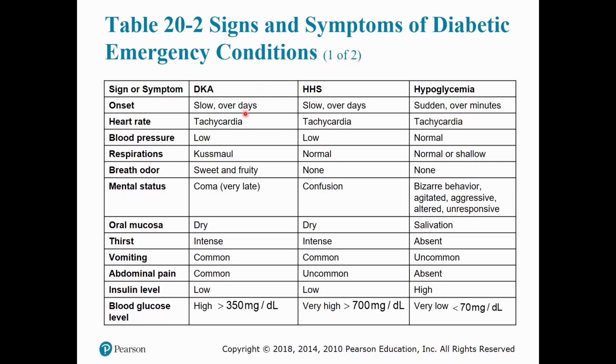With DKA and HHS, it'll take several days for it to begin, whereas hypoglycemia is very sudden. Blood pressure when DKA and HHS are low, whereas in hypoglycemia it's normal. The oral mucosa in DKA and HHS will be very dry, whereas in hypoglycemic patients they're salivating. With their blood glucose levels in DKA, it'll be greater than 350. In HHS, it will be greater than 700. And in hypoglycemia, it'll be very low, less than 70.